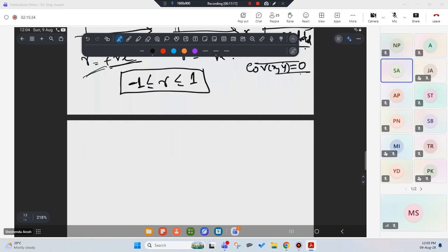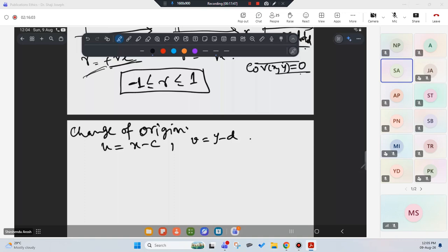Now, of course, as we are discussing change of scale and change of origin every time, let me give you the idea of what will happen if we do the change of origin. Change of origin means that here, of course, we have already used x and y, so we use u and v. Say u is x minus c, and v is y minus d. Both c and d are constant values.